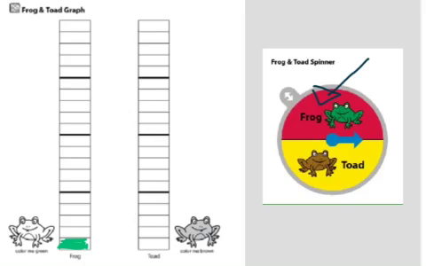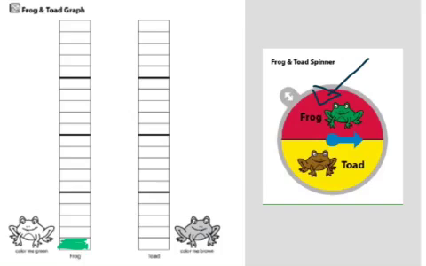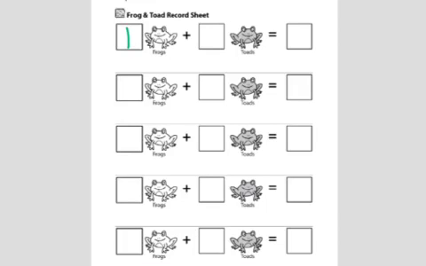We're going to use that information from our graph to make a number sentence. Today is going to be pretty easy since it was our first spin. Let's look back. How many frog pieces? So we're going to write 1 for frog. How many toad pieces? Right, so we're going to write 0 for toads. What is 1 plus 0? Pretty easy. It's 1. Tomorrow we'll write a new number sentence to match our new graph.